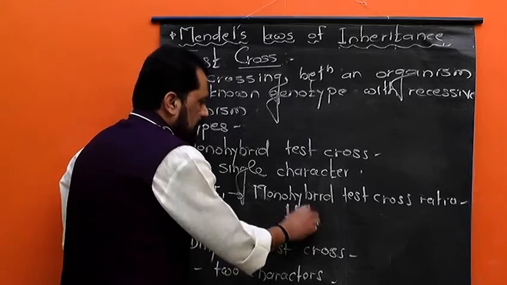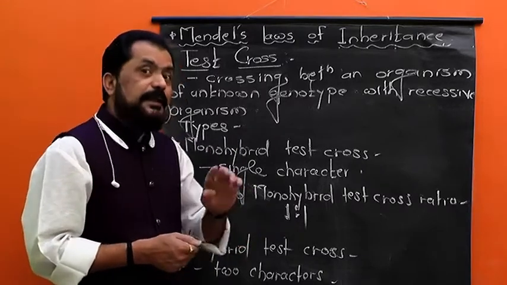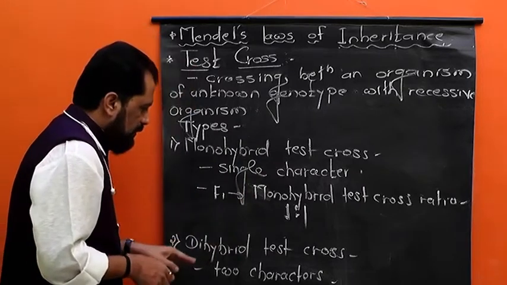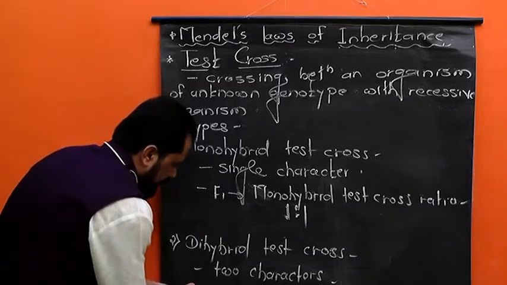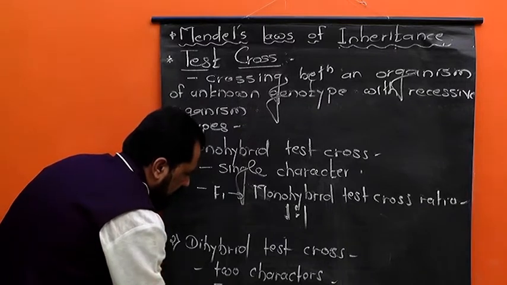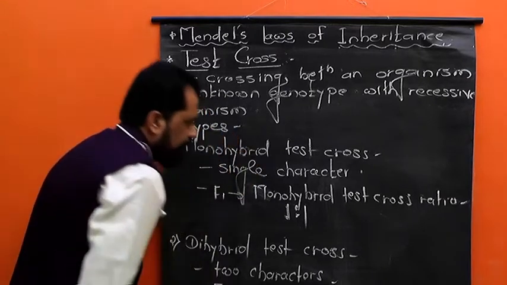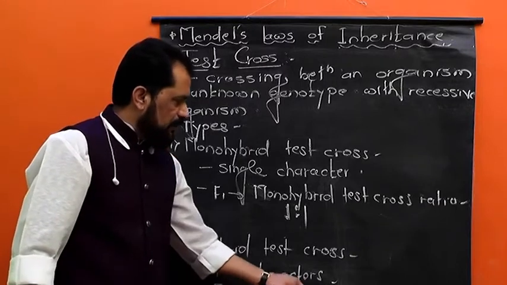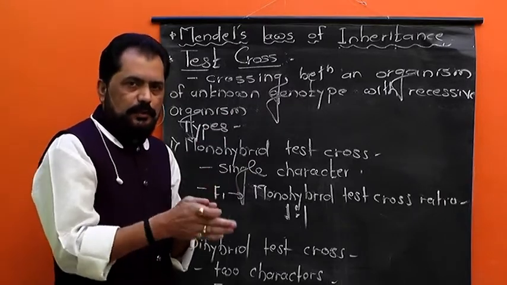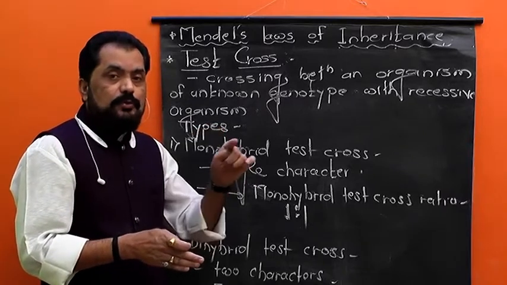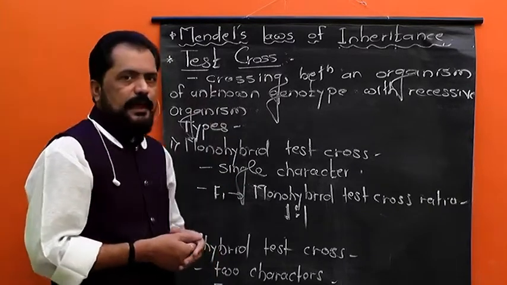If the monohybrid test cross ratio is 1:1, then obviously the organism with unknown genotype is heterozygous. In the same manner, the dihybrid test cross is the test cross in which two characters are considered, and during dihybrid test cross, if the F1 individuals show the ratio 1:1:1:1, which is known as the dihybrid test cross ratio, then it indicates that the organism with unknown genotype is double heterozygous.